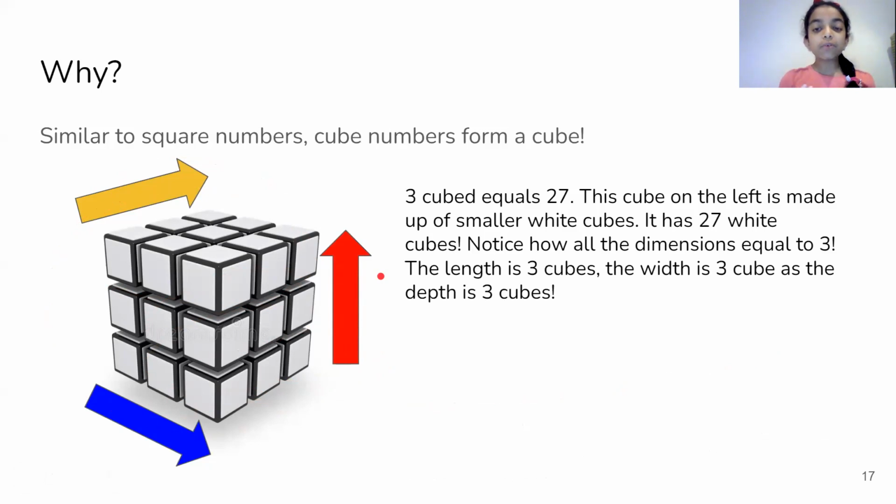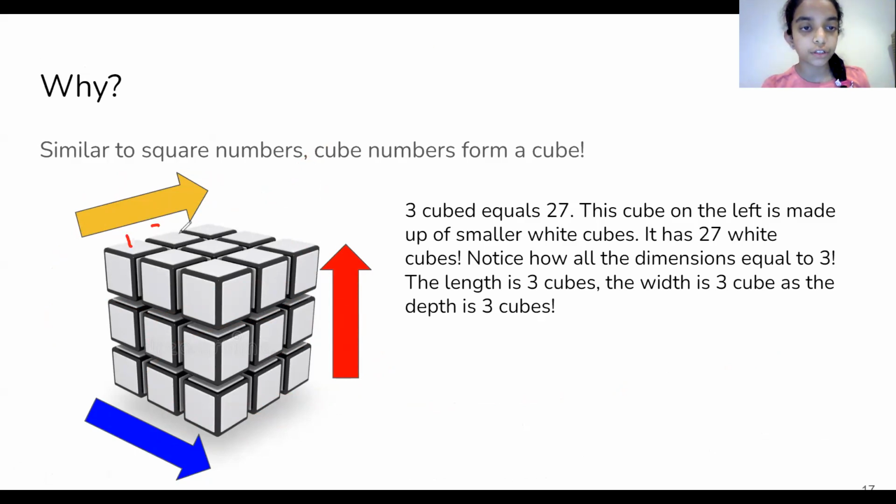So notice how all the dimensions equal 3. The length is 3 cubes. If we have a look with my annotation, 1, 2, 3. The width is 3 cubes. 1, 2, 3. And the depth or the height is 3 cubes. 1, 2, 3.